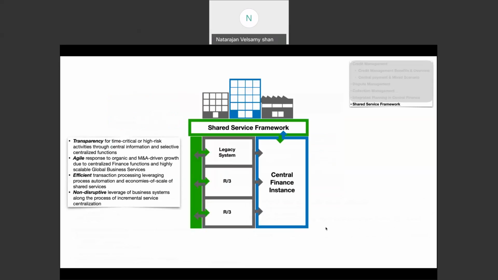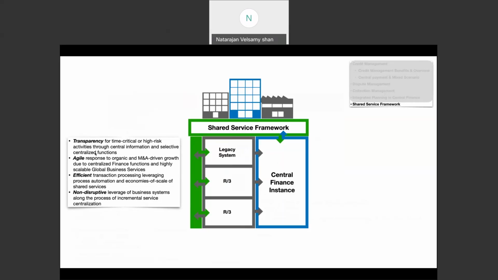Then go to the shared service. For the shared service, all the systems are connected in the scenario where we have a central finance instance. All the ERPs are connected to central finance. Central finance in turn is connected to the shared service, and shared service also in turn is connected to the respective ERP system. It's called the source system.